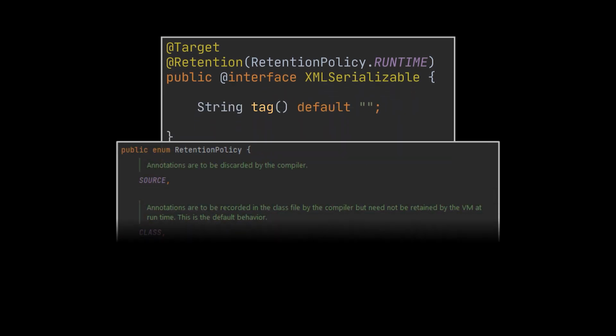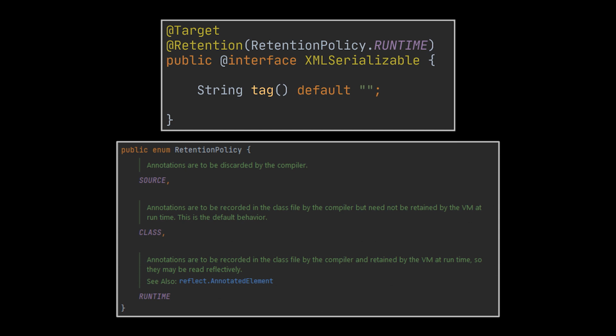The retention policy class contains two more values you can use, class and source. RetentionPolicy.CLASS means that the annotation is stored in the .class file, but it is not available at runtime. This is the default retention policy if you do not specify any retention policy at all. And RetentionPolicy.SOURCE means that the annotation is only available in the source code and not in the .class files nor at runtime. This one is useful to avoid polluting class files if the annotations you're creating are used with build tools that scan the code.